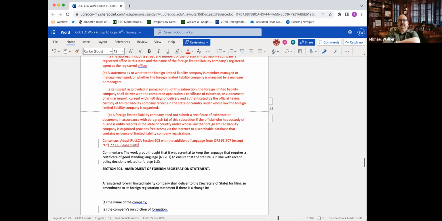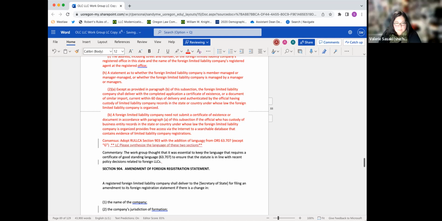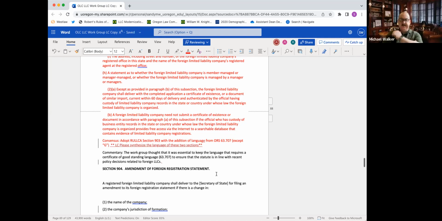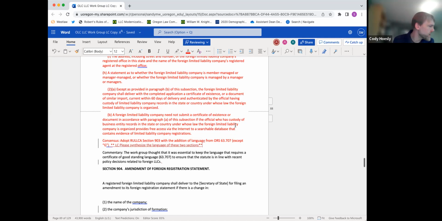Synthesized language of these two sections. Good call, Michael. Okay, there you go. And I added in the chat function language that I had thought we had wanted to add at the end of 903.5.